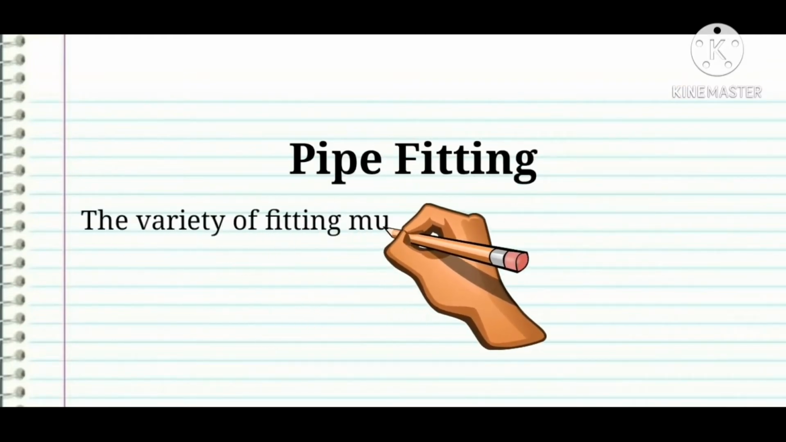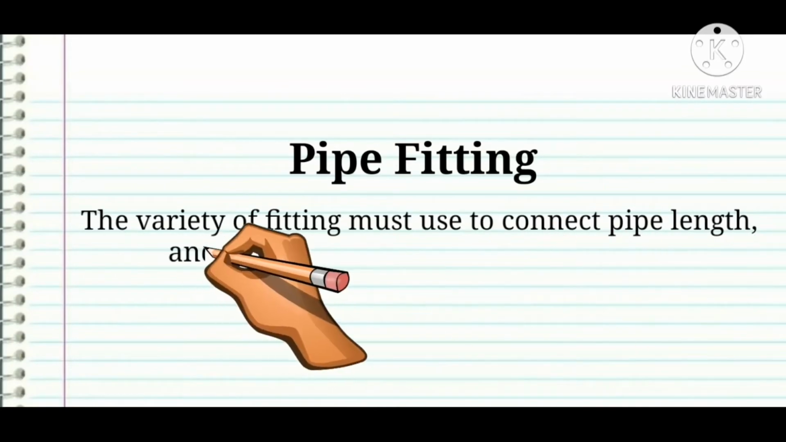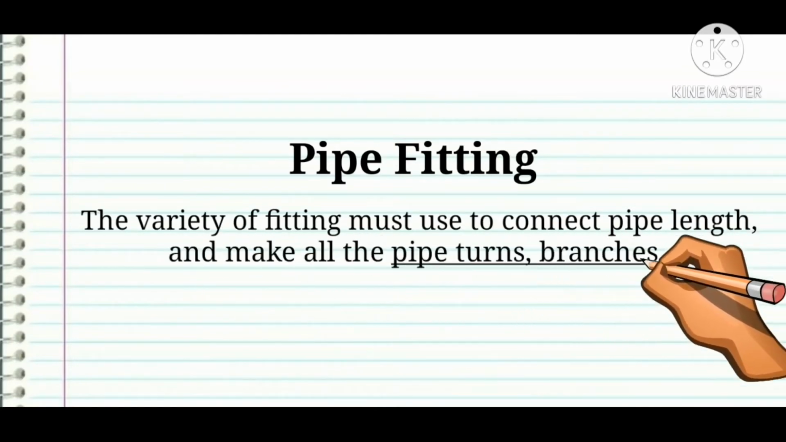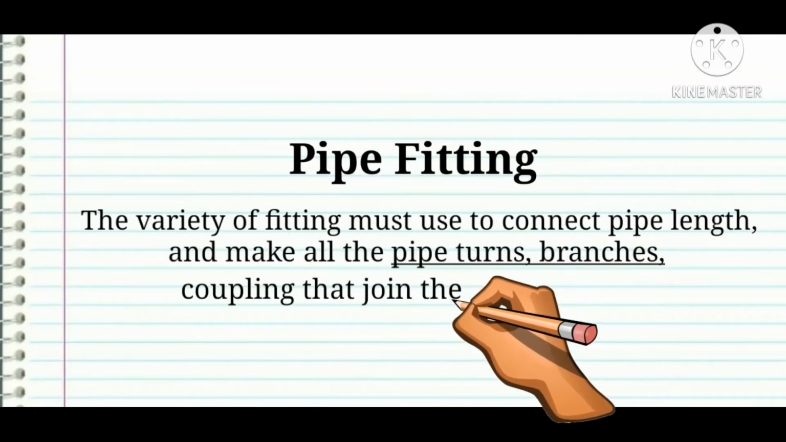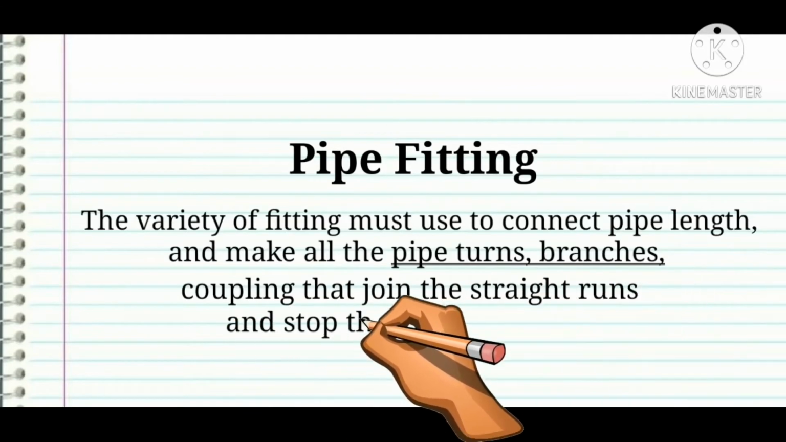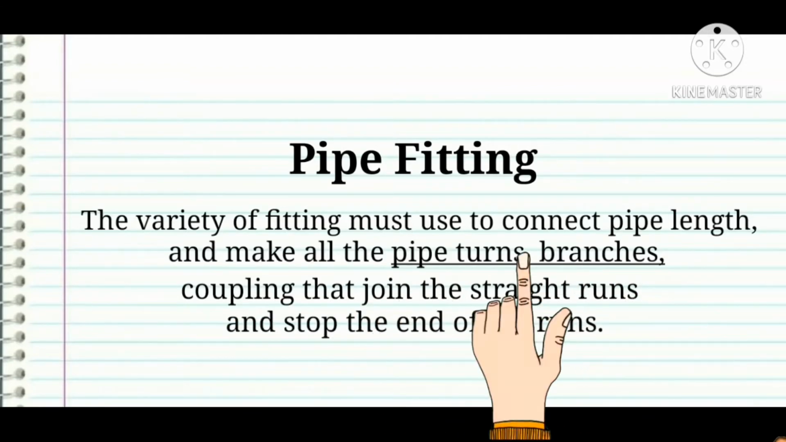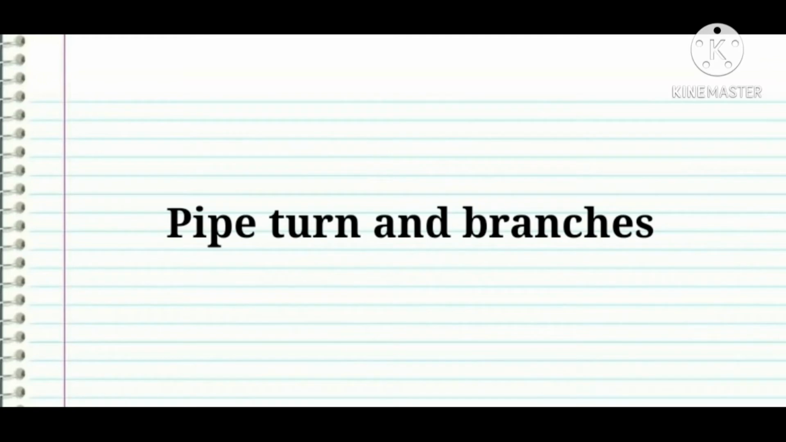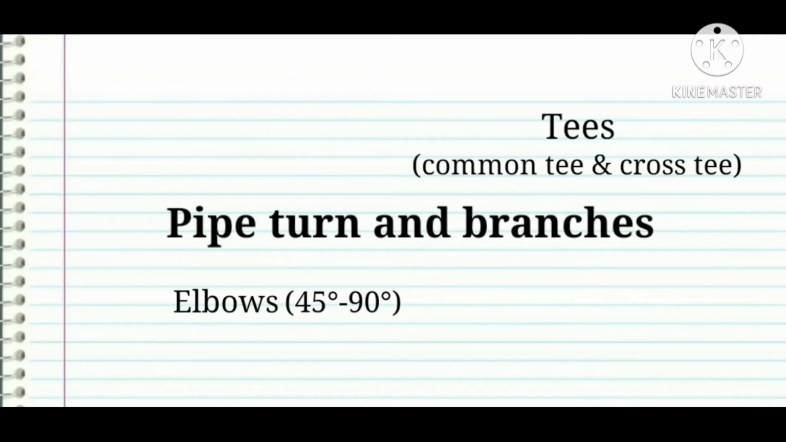A variety of fittings must be used to connect pipe lengths and make all the pipe turns, branches, and couplings that join the straight runs and stop at the end of the runs. For the pipe turns and branches, usually ang ginagamit natin dyan ay ang mga elbows like 45 to 90 degrees, the common T and the cross T, and also the Y.